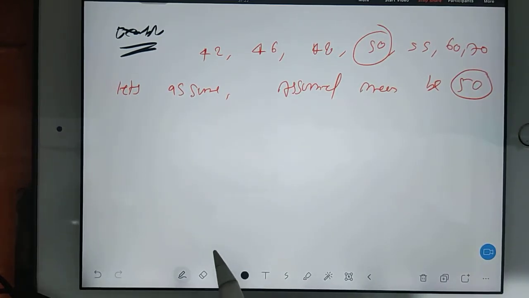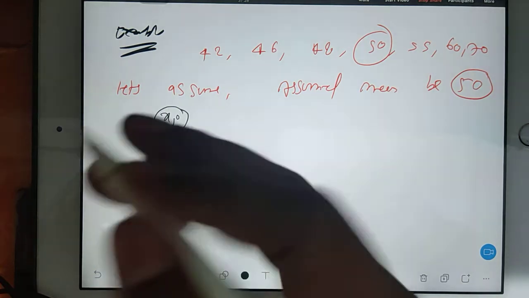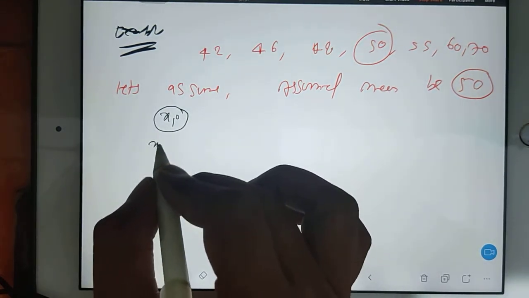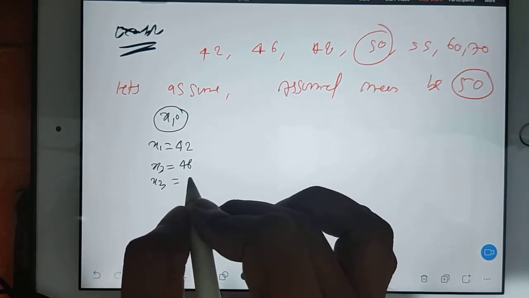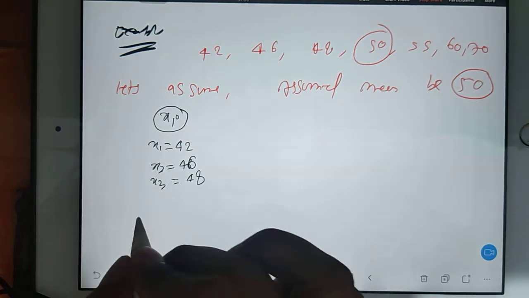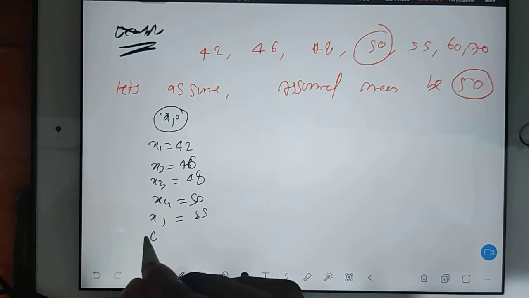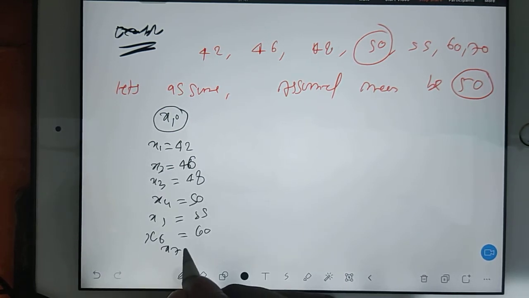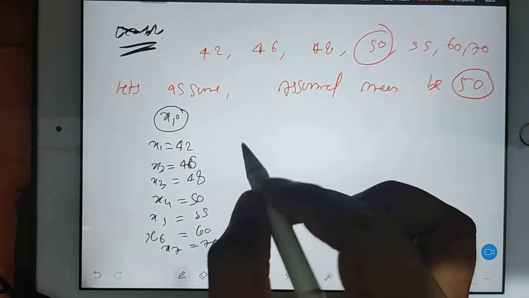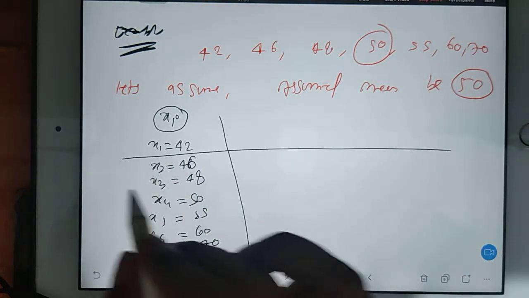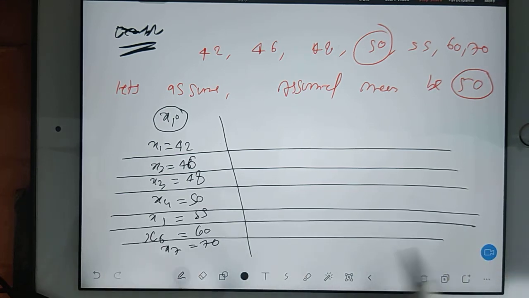In that case, you write down all the numbers here. Xi will represent the value of the numbers. So x1 is my 42 and x2 is my 46 and x3 is my 48, and x4 is my 50 and x5 is my 55, x6 is my 60 and x7 is my 70. Okay. Now draw these lines like this.